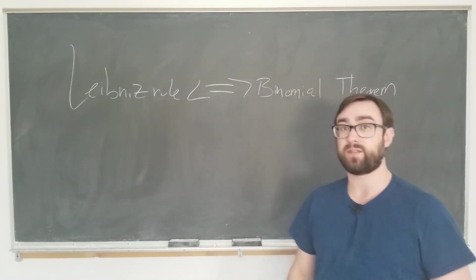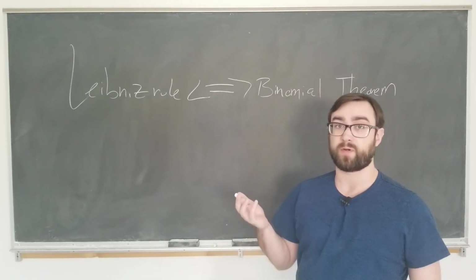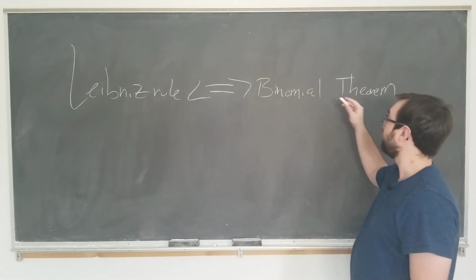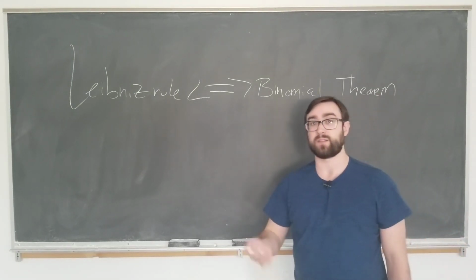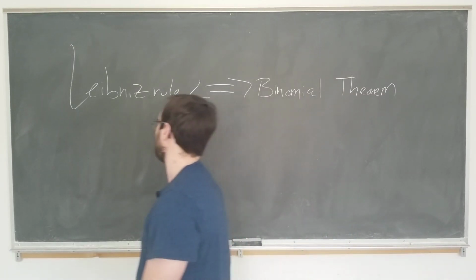Today we'll be investigating the connection between the Leibniz rule for derivatives, which we gave examples for in a previous video, and the binomial theorem, which is an essential ingredient in using the Leibniz rule. Let's go ahead and refresh our memory about what both of these are.